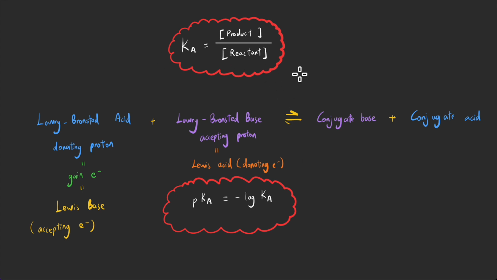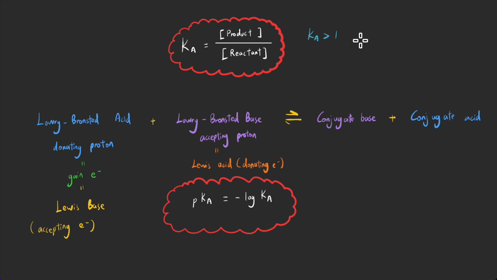So now let's introduce the Ka. Ka is the acid dissociation constant, which equals the concentration of product over the concentration of reactant. And this Ka value is important to let us distinguish which acid is stronger than the other. So let's talk about it. Let's say after you plug in the concentration of product and the concentration of reactant, you get a Ka value which is larger than 1.